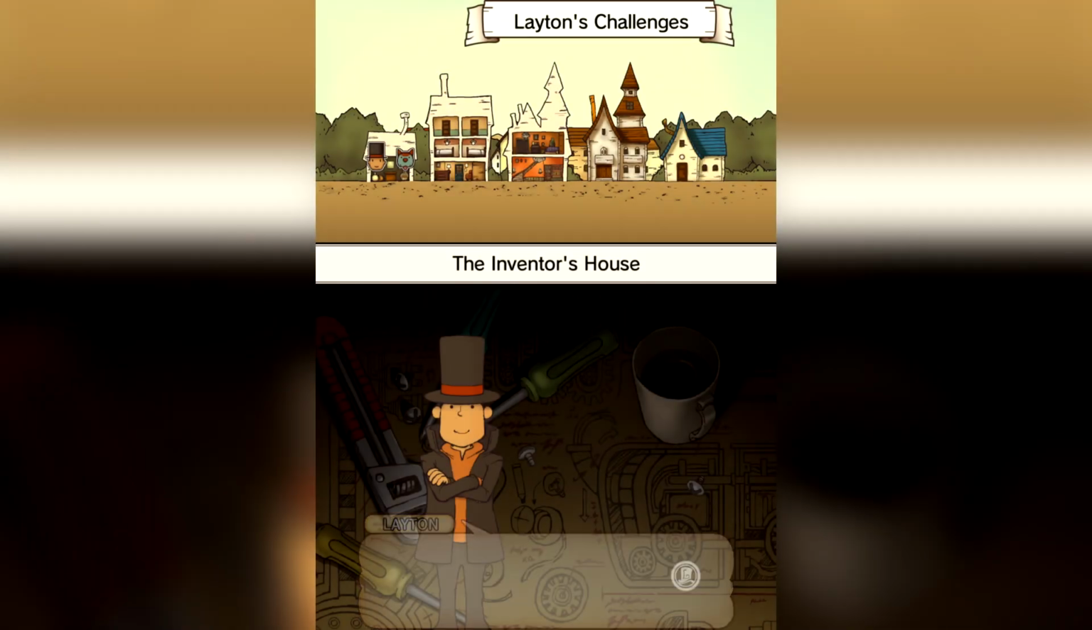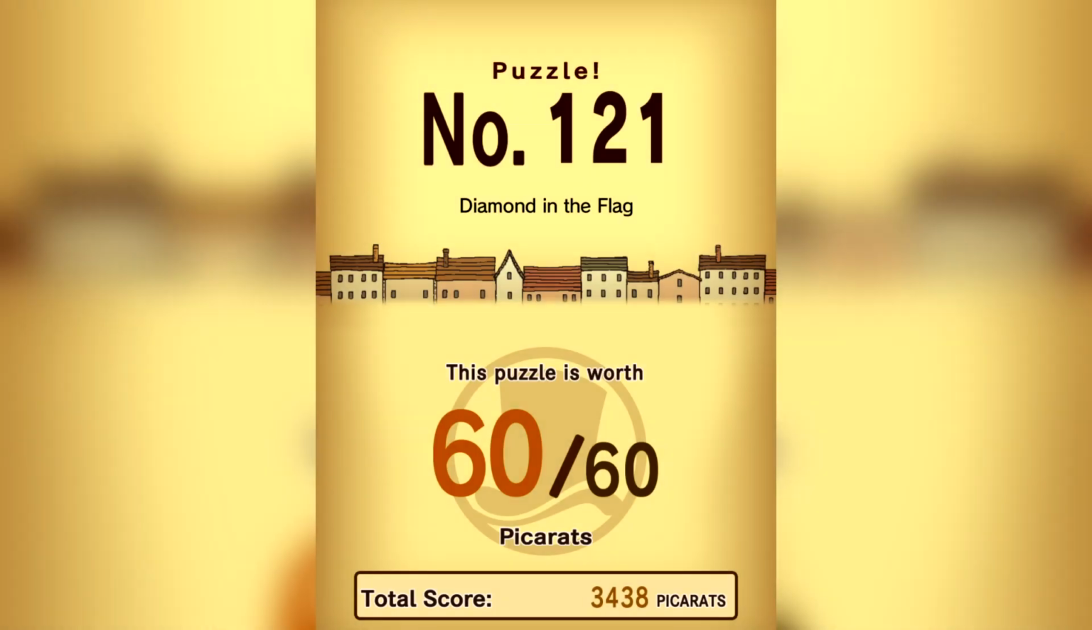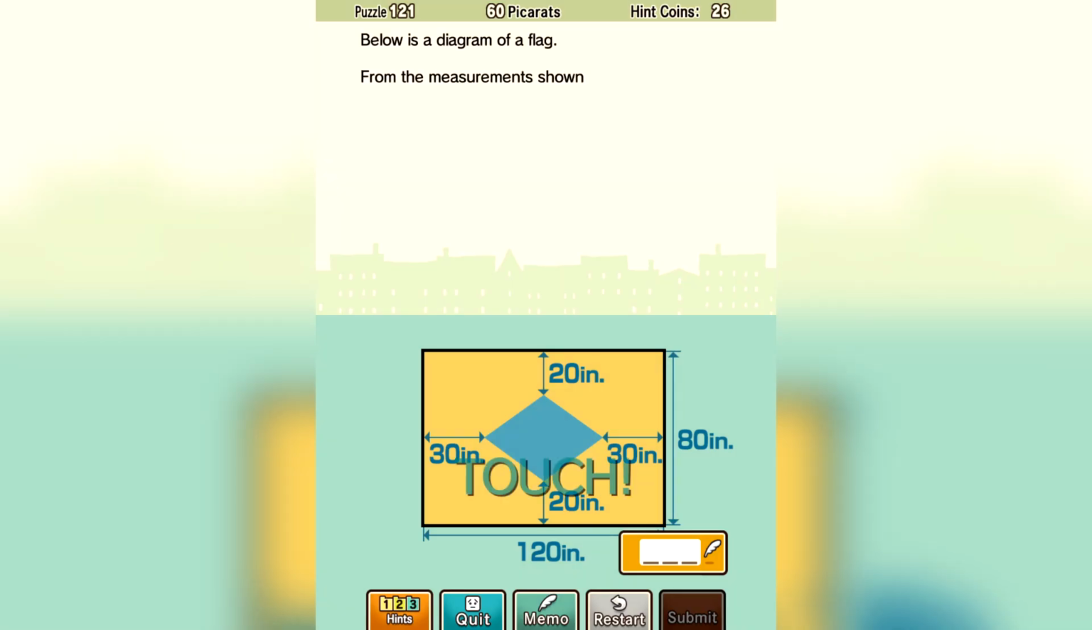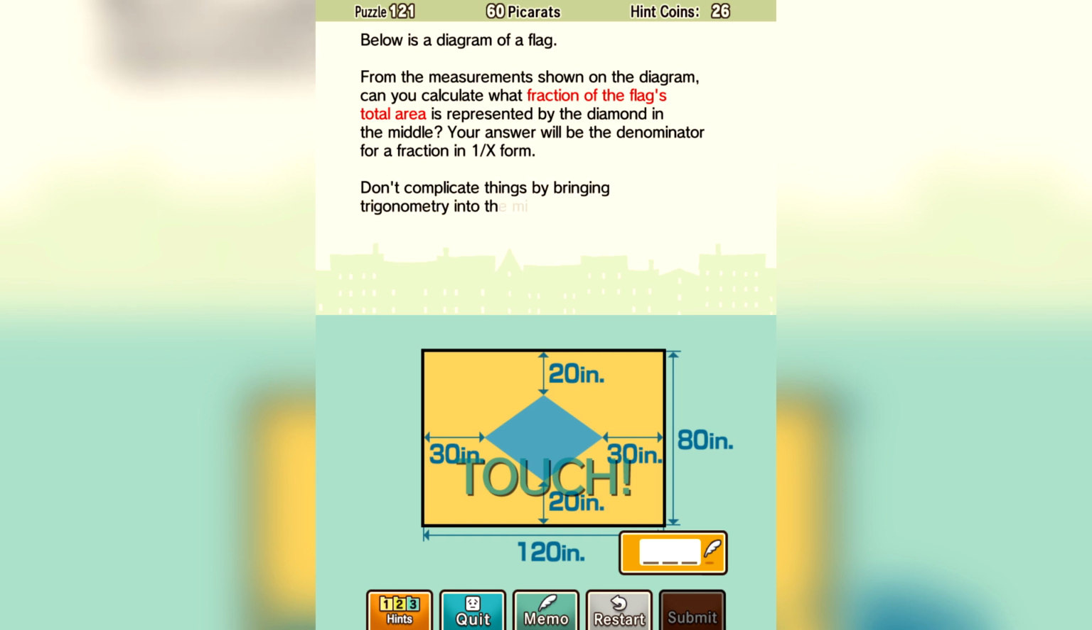Do give this puzzle a try. Puzzle number 121, Diamond in the Flag. Below is a diagram of a flag. From the measurements shown in the diagram, can you calculate what fraction of the flag's total area is represented by the diamond in the middle? Your answer will be the denominator in a fraction in 1 over x form. Don't complicate this by bringing trigonometry into the mix. The solution is simple to work out in your head.